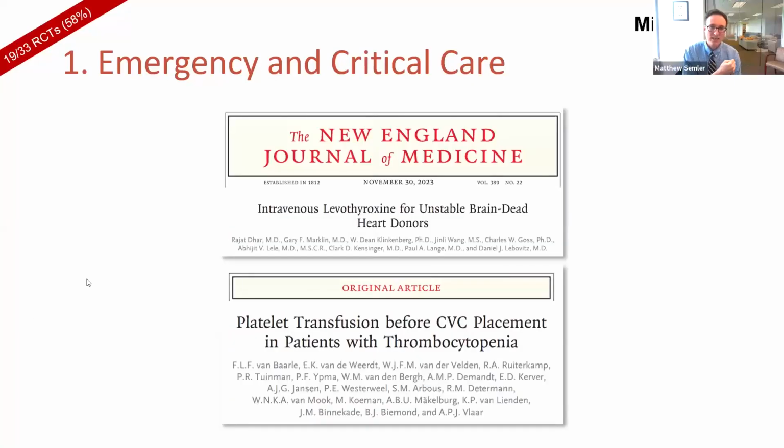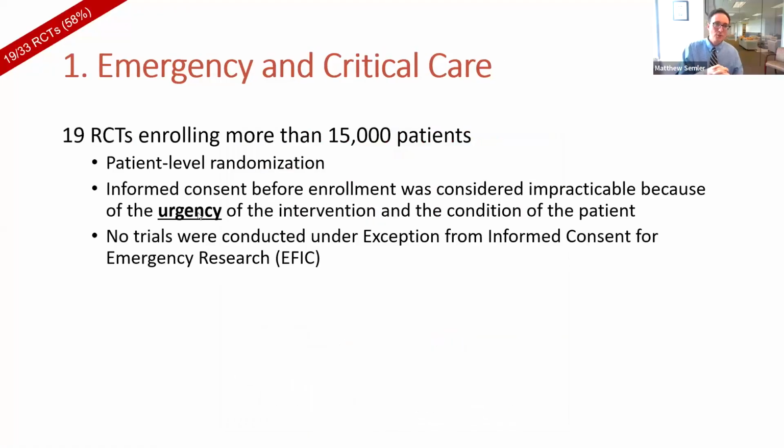Next slide. And the final 2 in this category were kind of miscellaneous trials that didn't fit very well in one of the other supportive care buckets. Next slide. So to summarize this first, when we're thinking about the 33 trials published in the last year in JAMA or New England Journal that enrolled patients without the requirement for informed consent prior to enrollment, 60% of them, most of them, were randomized trials in emergency and critical care. These were 19 RCTs enrolling more than 15,000 patients, and they had some shared characteristics.